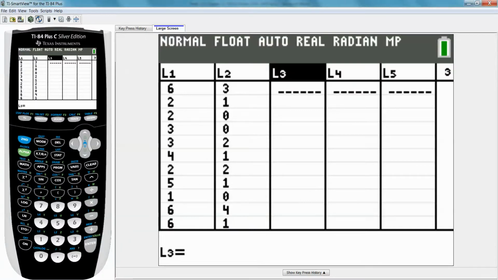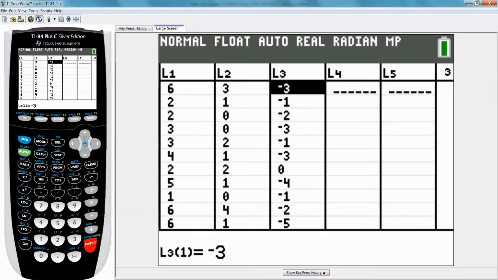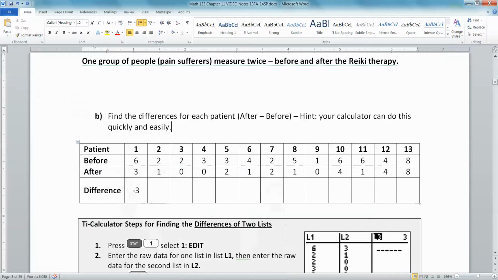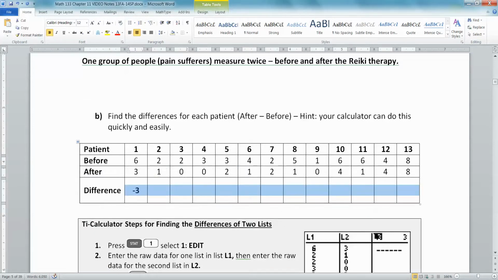All right, so they want after minus before. So I'm going to do L2, that was my after, minus L1, that was my before, enter. And it figures all the numbers out for me. Look at that, right? Without me having to type all of it. Beautiful, huh? All right, so I know this one was kind of basic, but it's a nice little trick to be able to use, especially if you've got some pretty ugly data in there. Let's see, -2, -3, -3, 0.